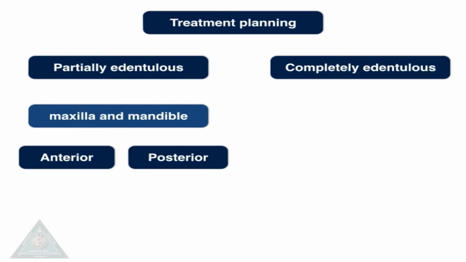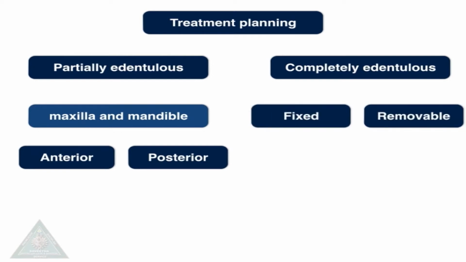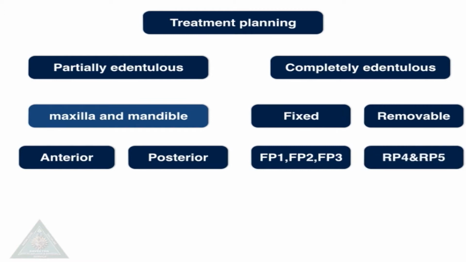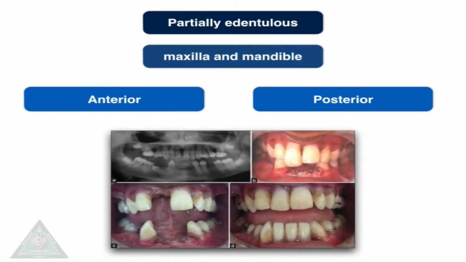In relation to the posterior quadrant, we need to be careful about the anatomical landmarks. In completely edentulous, we have fixed and removable options, where the classification was given by Carl Misch in 1989, which is divided into FP1, FP2, FP3, and removable prostheses RP4 and RP5, which we shall discuss later. And these are a few pictures of the patient.